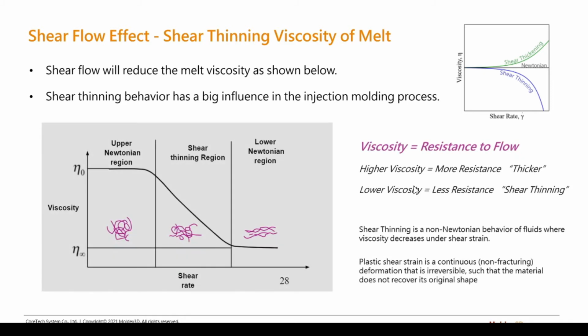Because viscosity is the resistance to flow, a higher viscosity means that it's thicker. The lower viscosity means that it is thinner, ultimately. So it flows much easier when we inject at higher velocities, which is why the injection molding process is typically a high velocity process. That's actually why we use polymers for injection molding, because of this shear thinning phenomenon.